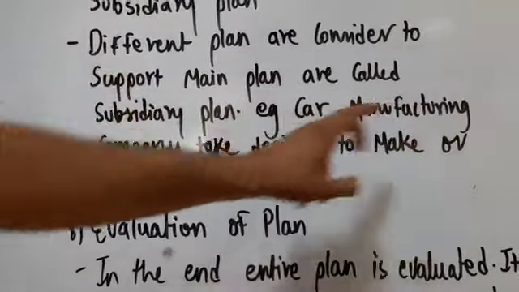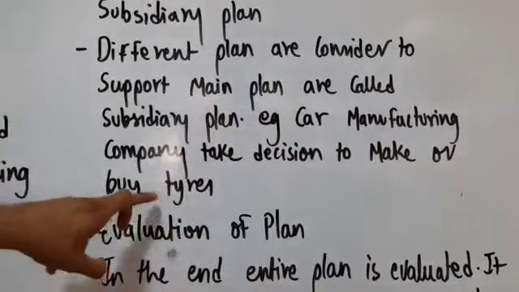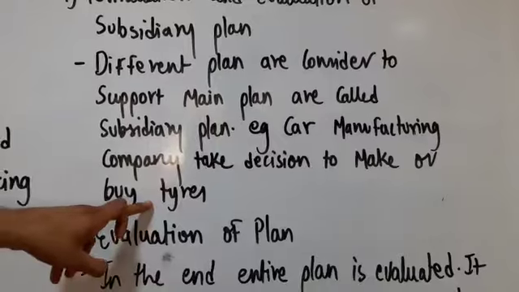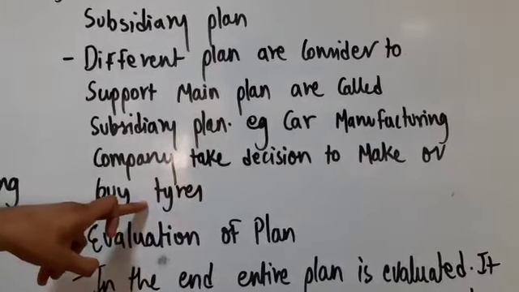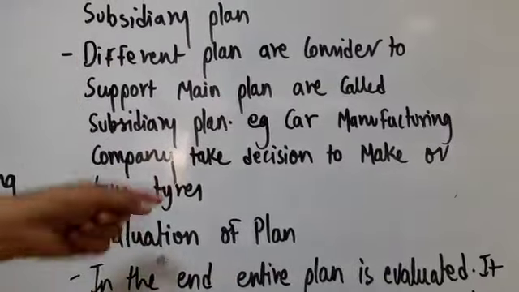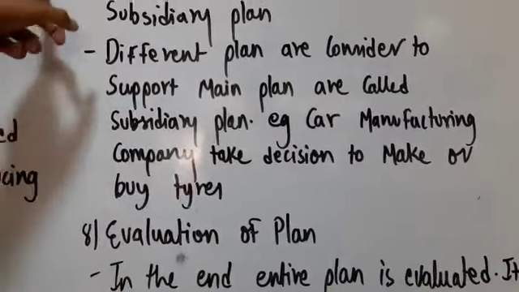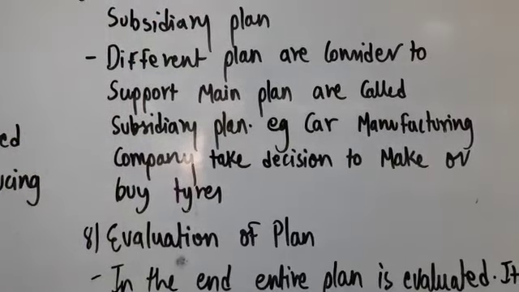Our car manufacturing company takes a decision to make or buy tires. A car manufacturing company does not make tires, but they make a decision whether to buy tires or whether to make tires. That is considered in the subsidiary plans.